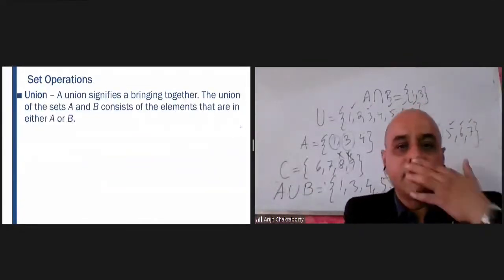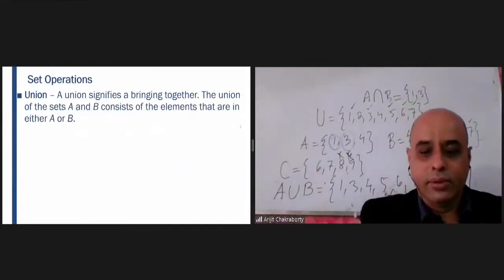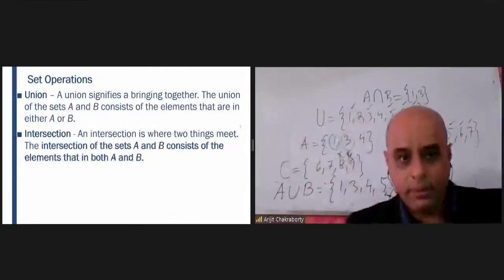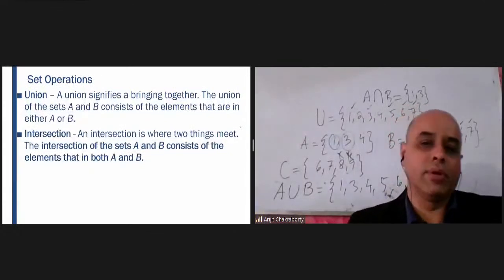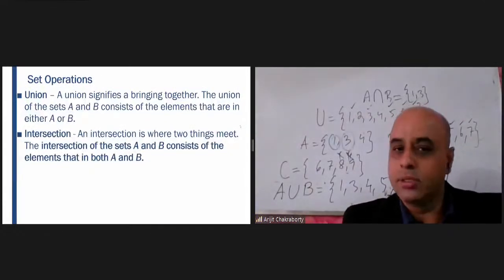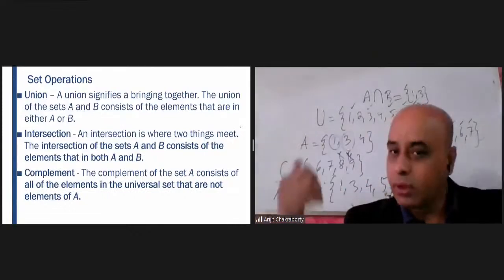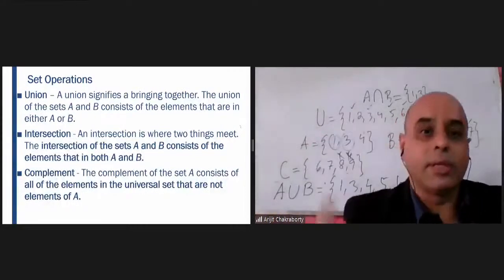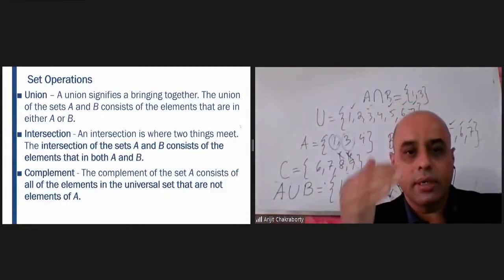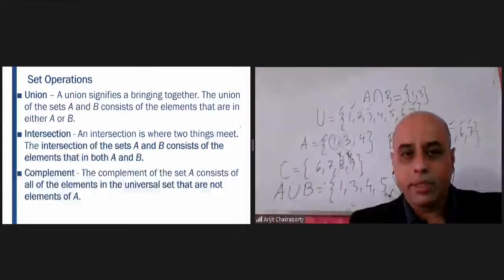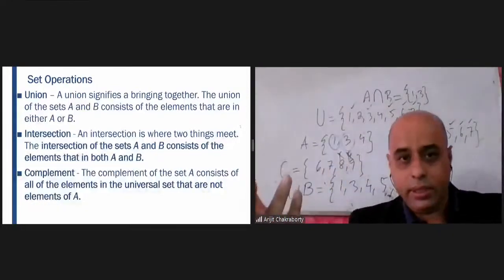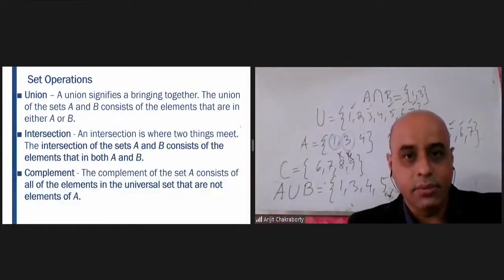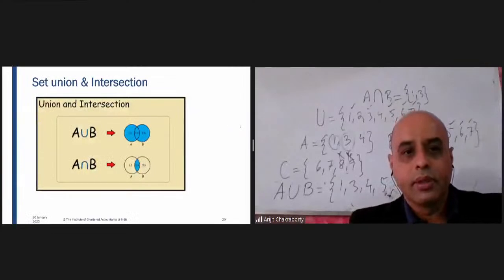So union signifies coming together, and we have done union now. It is basically A or B. Intersection of two sets means the common elements. Complement, we have already seen, is those elements which are not there in the set. So you're given a set X with certain elements, and you are also given the universal set. Those elements which are there in the universal set but not there in X will be X complement.